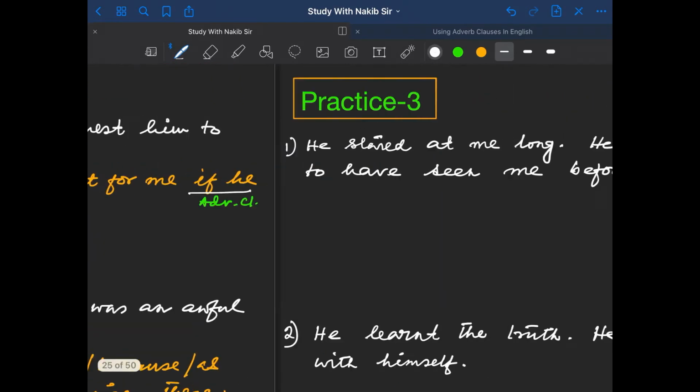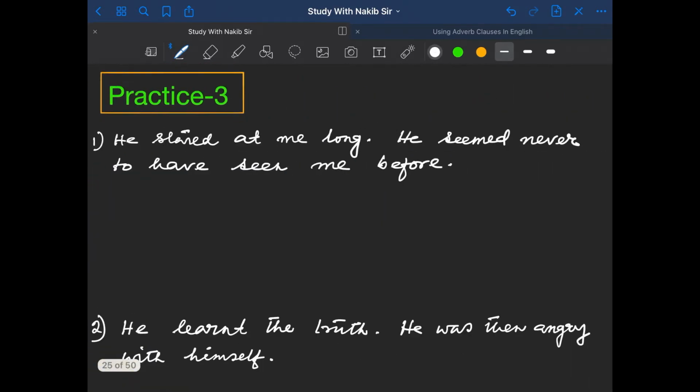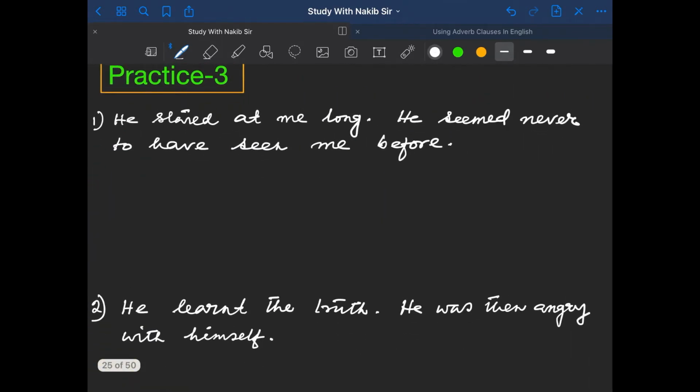Now go to the next sheet, practice sheet 3. Now do the same. Copy these questions in your exercise book and do the work, and later check your answers with my answers. Now see the question. He stared at me long. He seemed never to have seen me before.